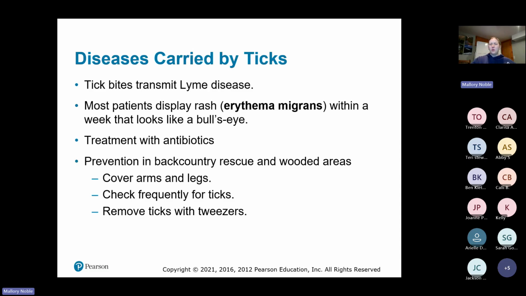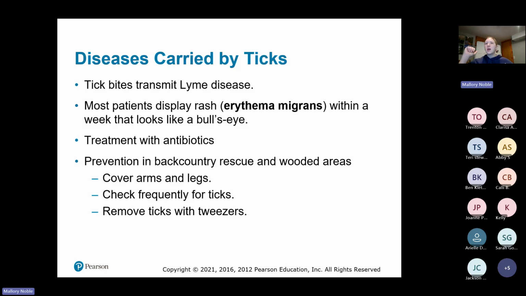Prevention would be, when you're in backcountry or wooded areas, making sure that arms and legs are covered. If you've got long hair, trying to wrap it up under a hat can be helpful. When you remove a tick, you want to make sure that you're getting out the whole tick. Now, I'm sure you guys are aware of all of the different ways that you could potentially remove a tick. The standard medical way to remove a tick is with tweezers. You would grab as close to the head as possible and pull straight back.